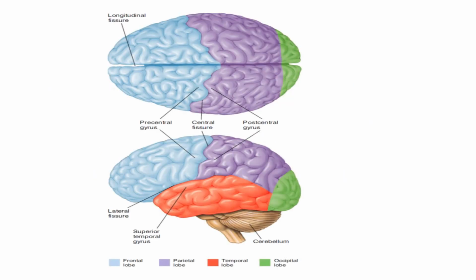This is the longitudinal fissure, as we can see, which has separated the left and the right hemisphere. It's a deep and large convolution that we can see. There are several other fissures that we can see in the brain. One is the lateral fissure, and the central fissure. There are several gyrus that we can see.